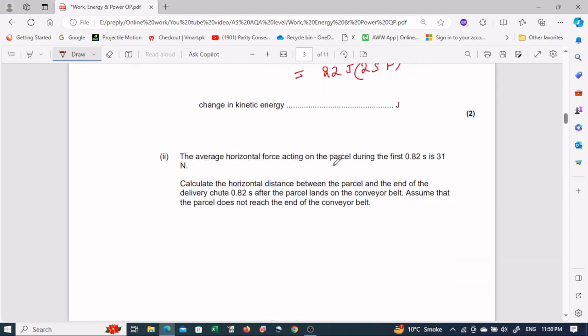The average horizontal force acting on the parcel during this 0.82 second is 31 newton. So the average force is 31 newton, and the time is 0.82 second. Calculate the horizontal distance s between the parcel and the end of the delivery cart, 0.82 second after the parcel lands on the conveyor belt. Assume that the parcel does not reach the end of the conveyor belt.